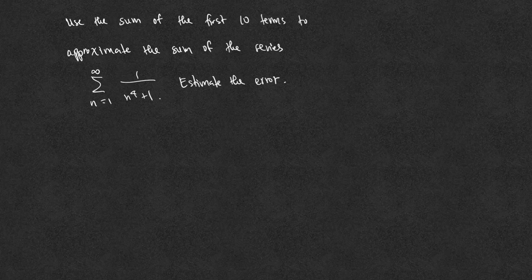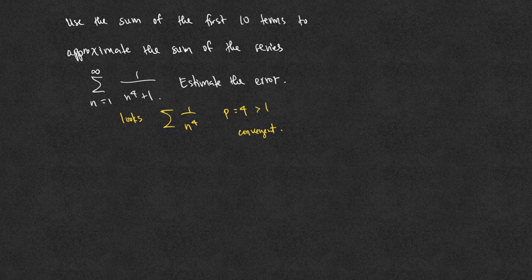Estimate the sum of the first 10 terms to approximate the sum of the series, n going from 1 to infinity, of 1 over n to the fourth plus 1. Then estimate the error involved in this approximation. This series looks like the p-series 1 over n to the fourth, where p equals 4, which is more than 1, so this series is convergent.